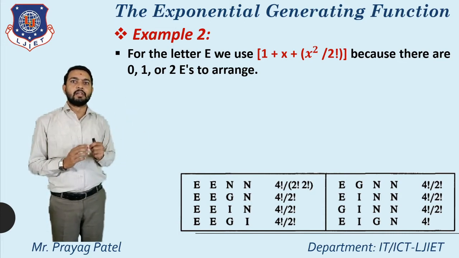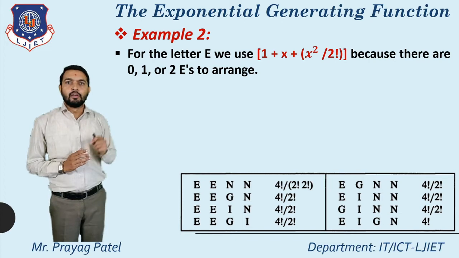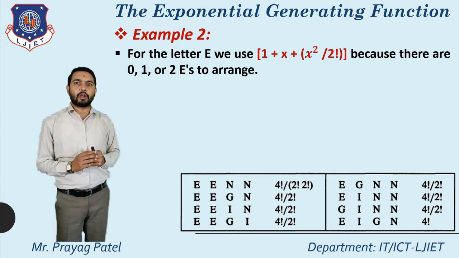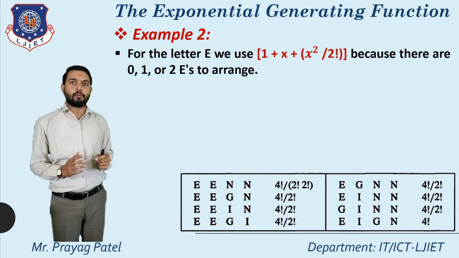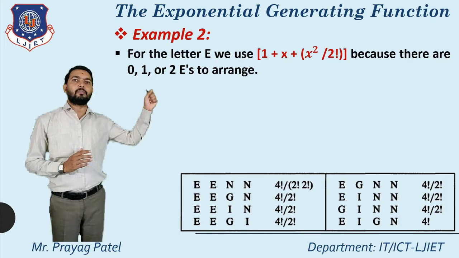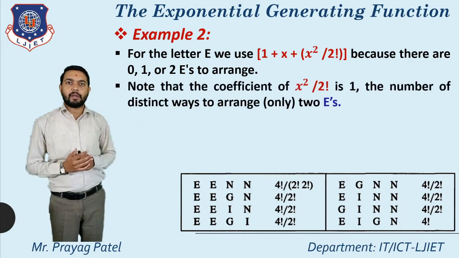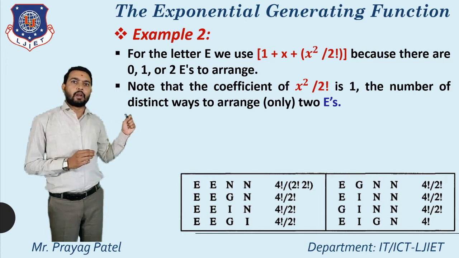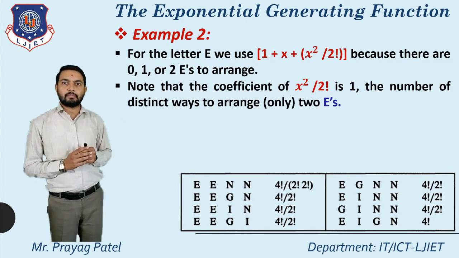That means our answer is 1 for the 0 e's, x for the 1 e, and x square upon 2 factorial for the 2 e's. So the common formula for that is 1 plus x plus x square divided by 2 factorial. Now in the same way, for n or for e, we use the same formula.